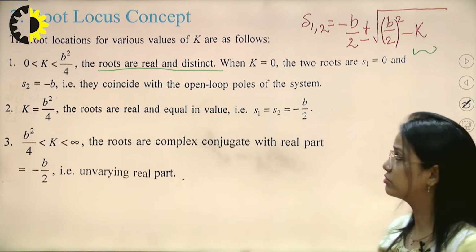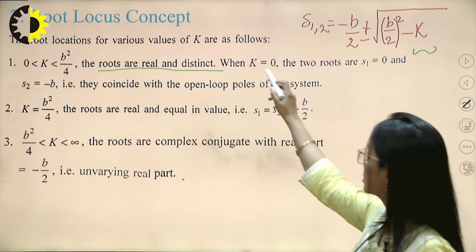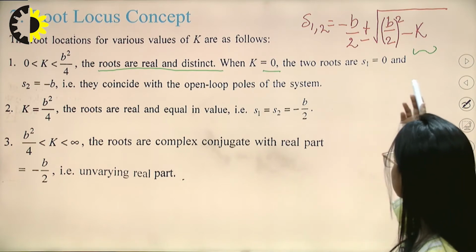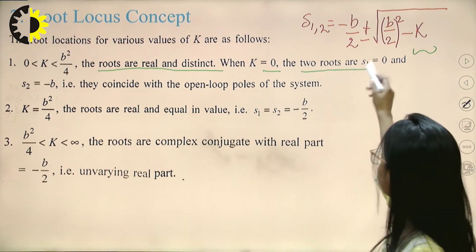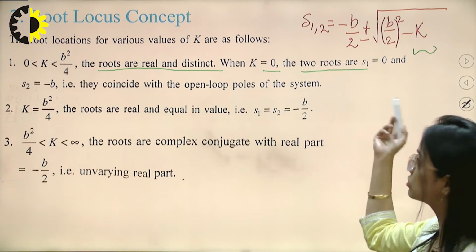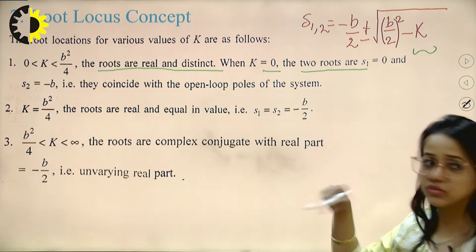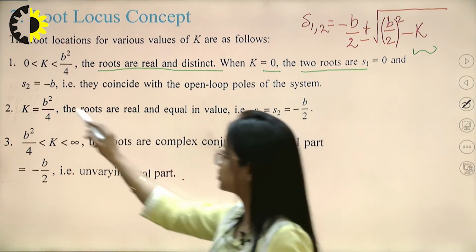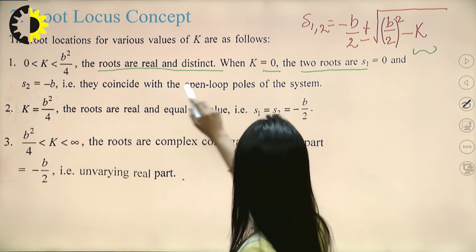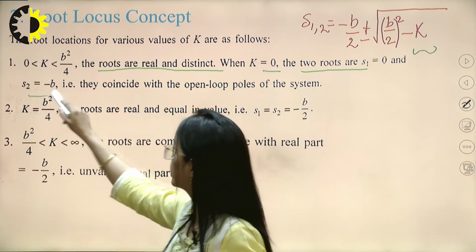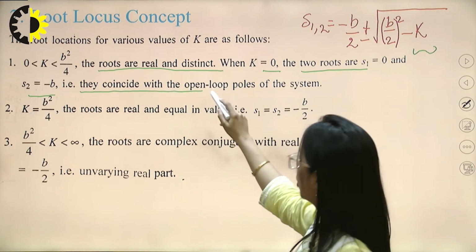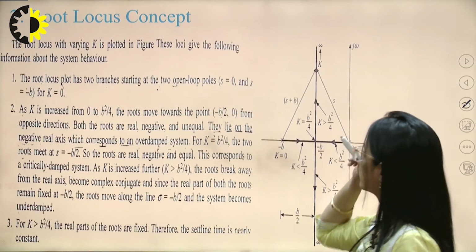So further, we assume that let's say k is equal to 0. At the condition when k equals 0, one root will be lying at s1 equals 0, and another, s2, will be at minus b, and they are coinciding with the open loop poles of the system.